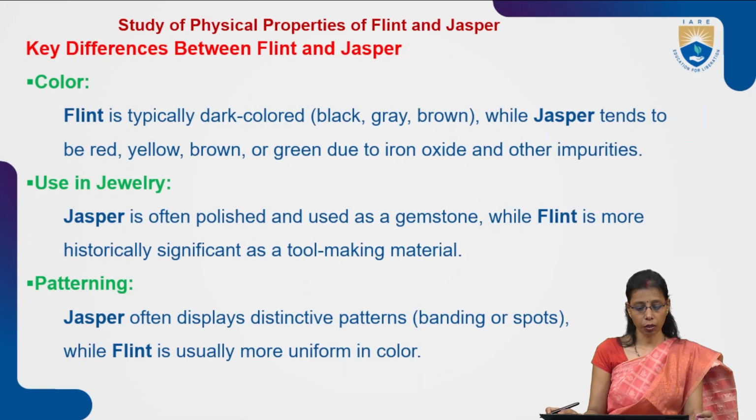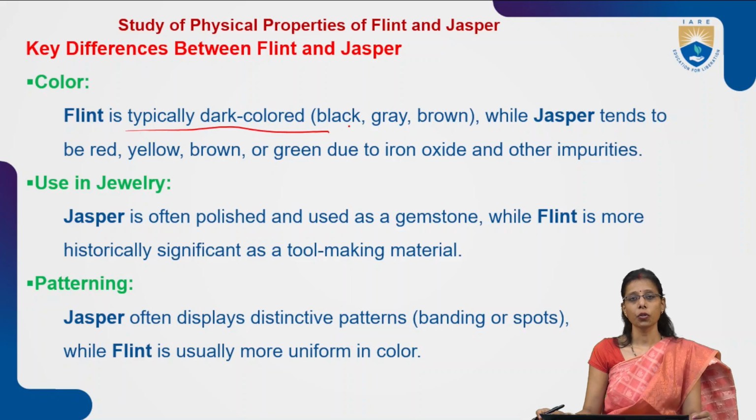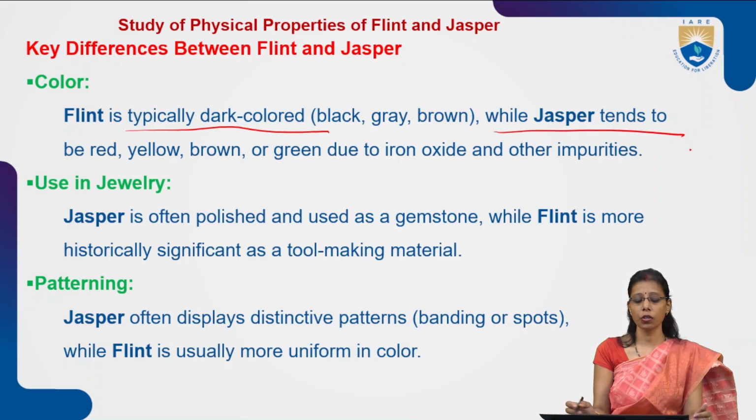So if we talk about differences here, we have differences between flint and jasper. In color, flint is typically dark colored, black, gray and brown, while jasper tends to be red, yellow, brown, green due to iron oxide and other impurities.